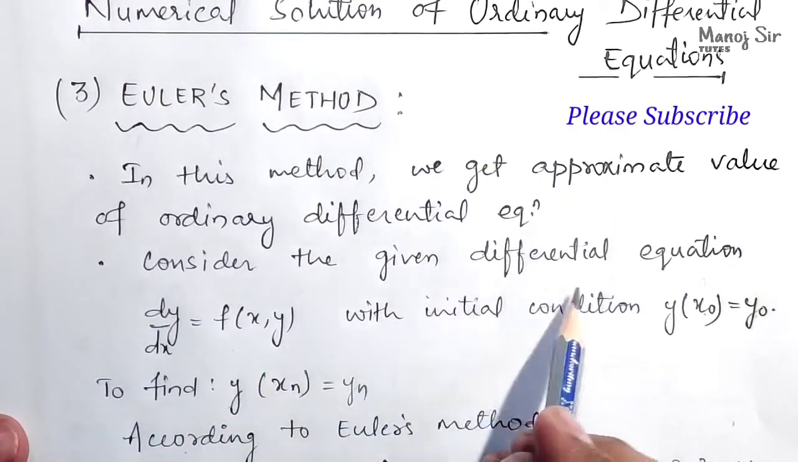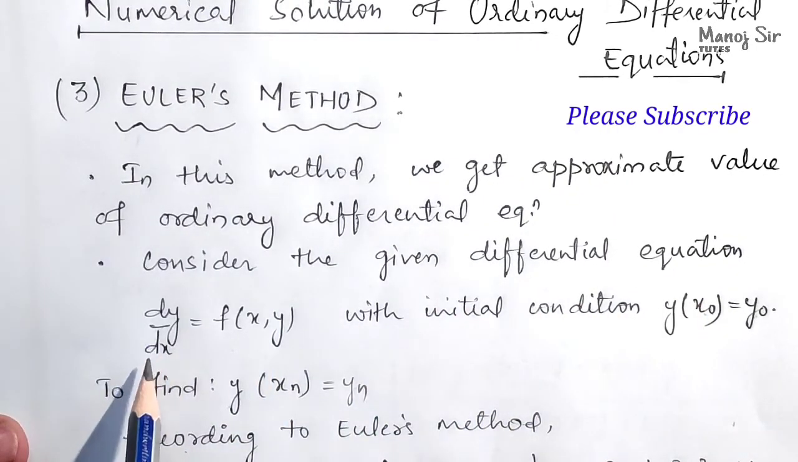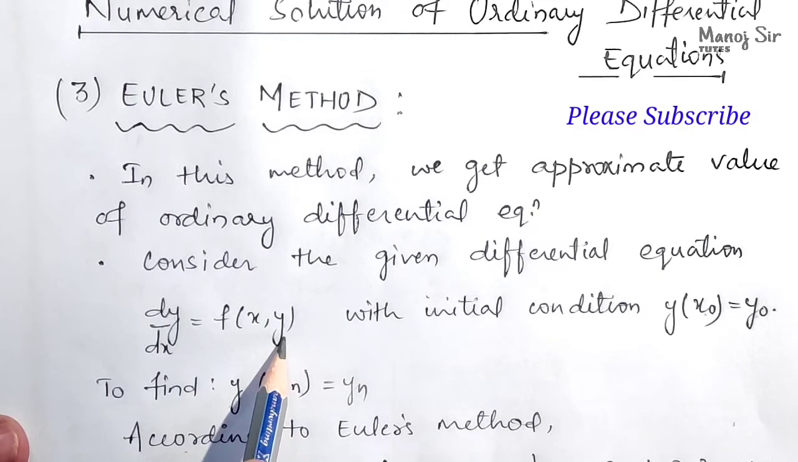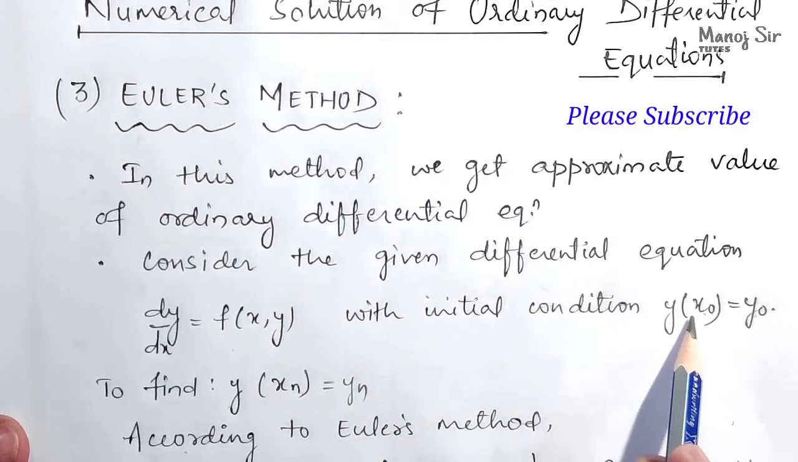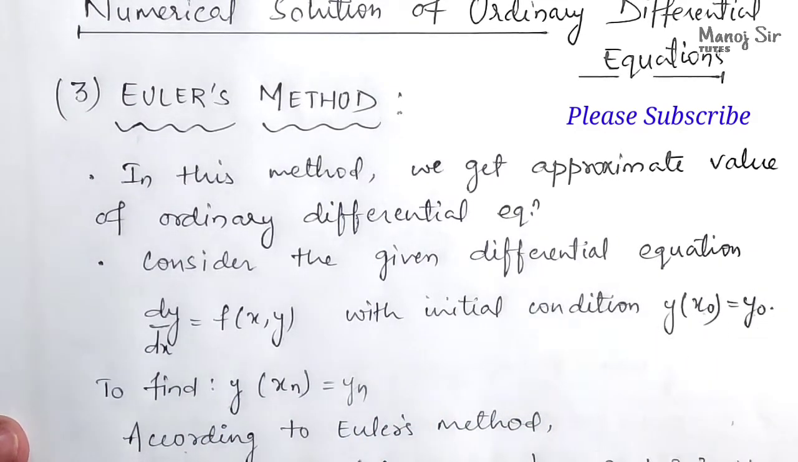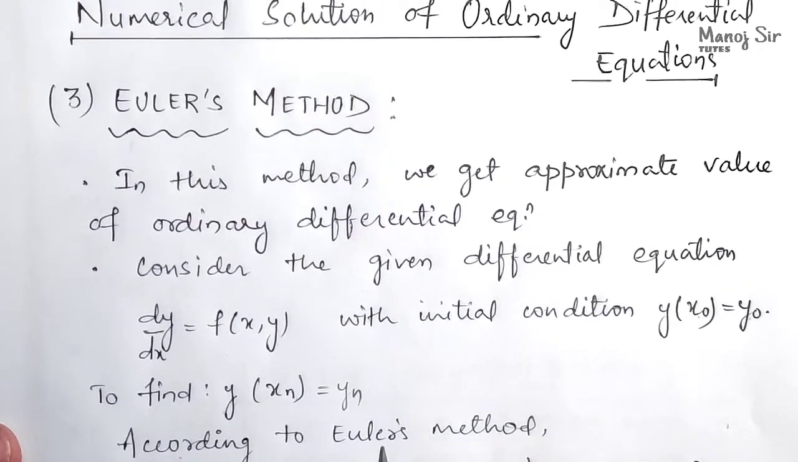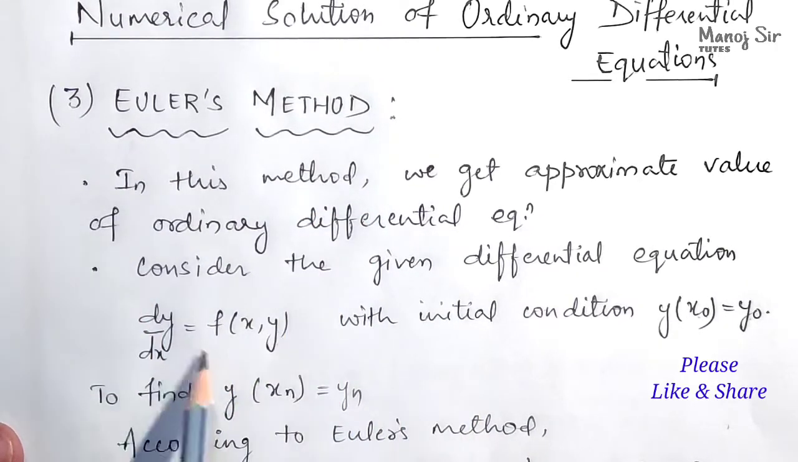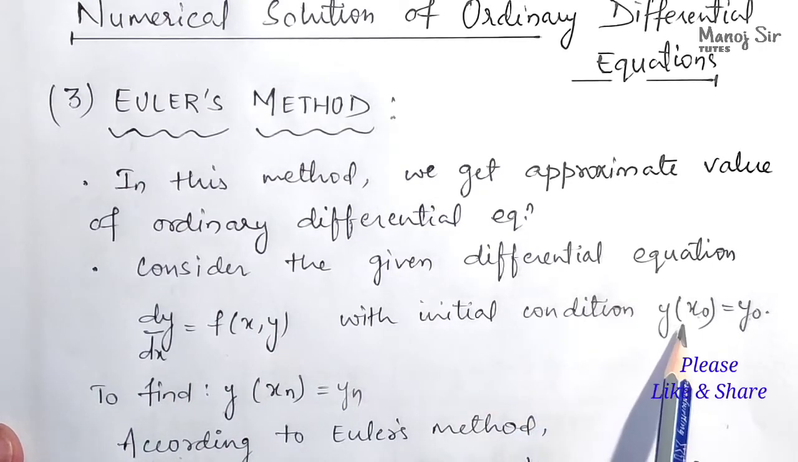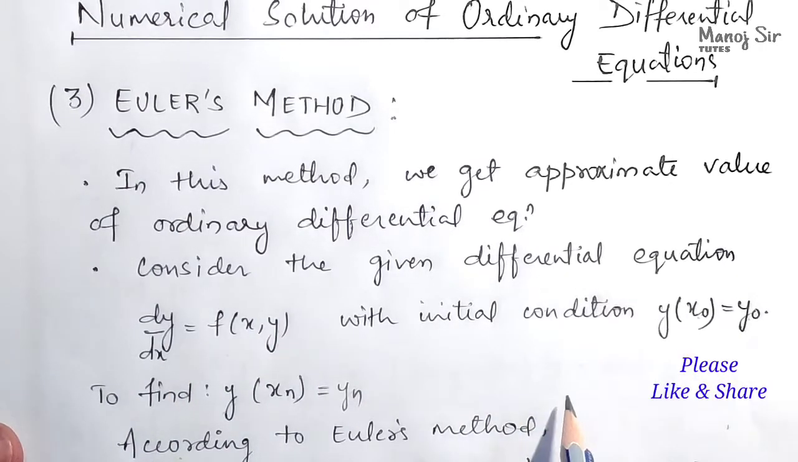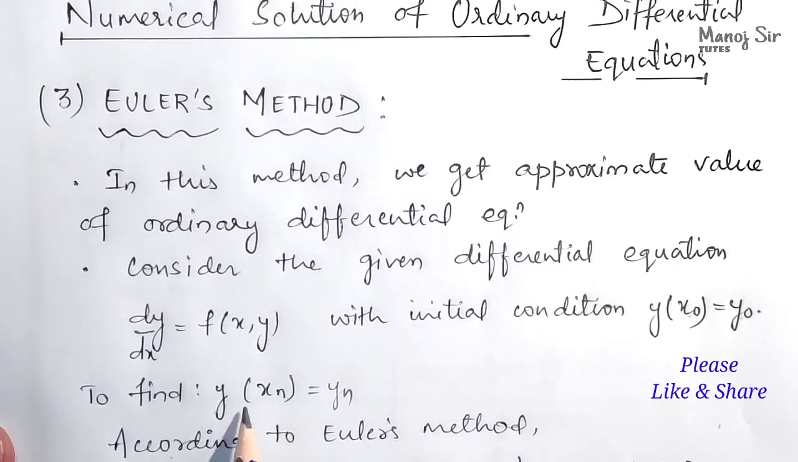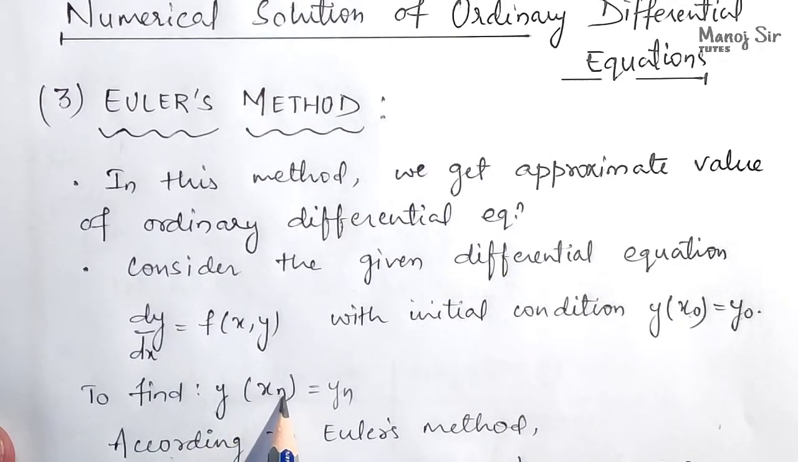Consider the given differential equation, that is dy upon dx equals f of x comma y, with the initial condition at x equals x naught, y equals y naught. It means in the problem we will always have two things: the function of x and y, that is dy upon dx, and the initial condition, that is at x equals x naught, y equals y naught. And you need to find the value of y when x equals xn.